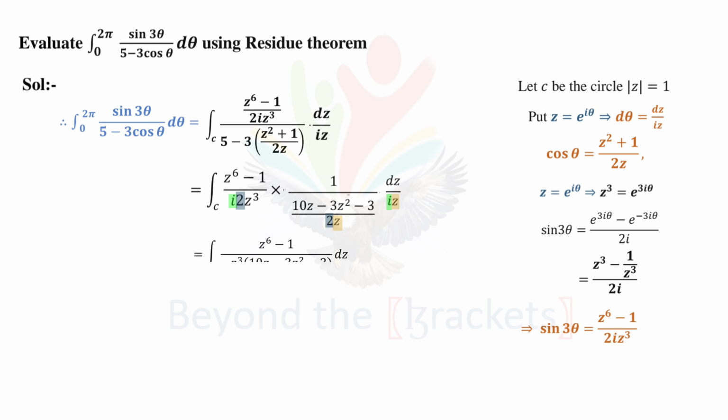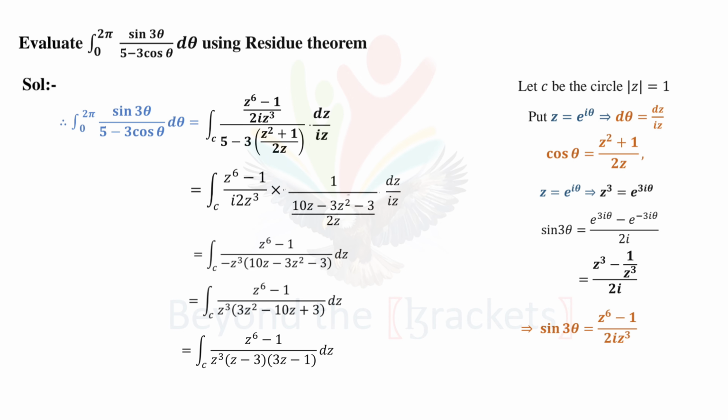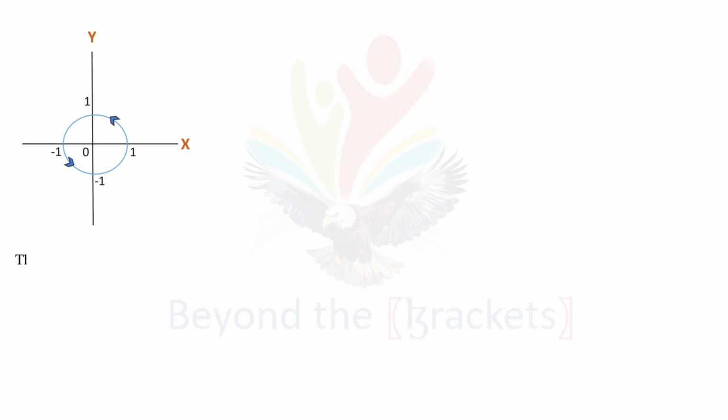z cube into 10z minus 3z square minus 3 into dz, which is same as z power 6 minus 1 divided by z cube into 3z square minus 10z plus 3 into dz. Factoring the denominator, we have z power 6 minus 1 divided by z cube into z minus 3 into 3z minus 1 dz, which is the value of f of z. To find the poles of f of z, equate the denominator to 0.